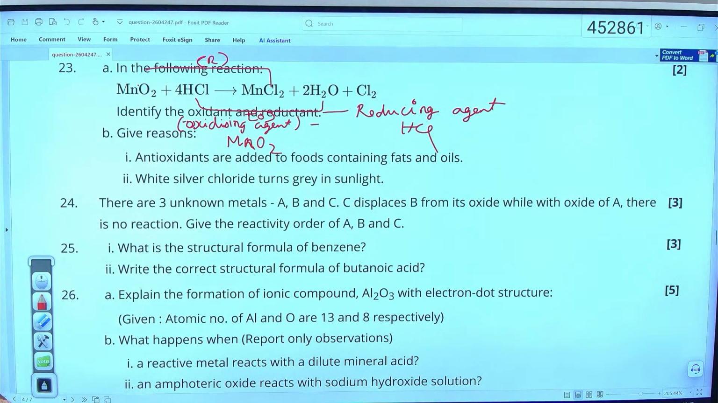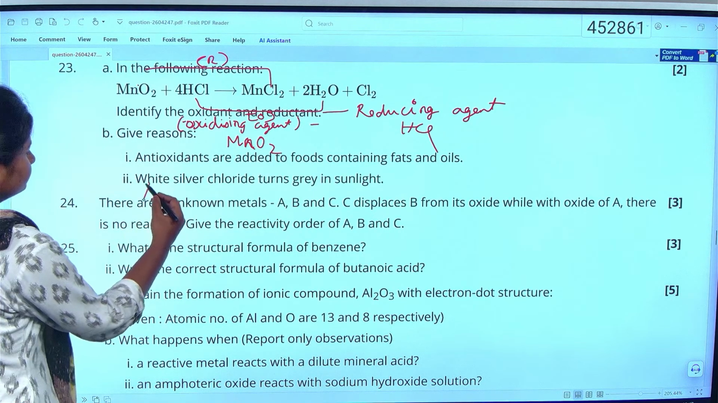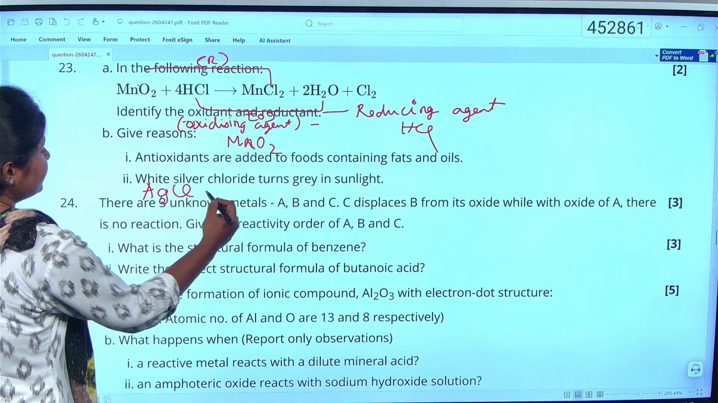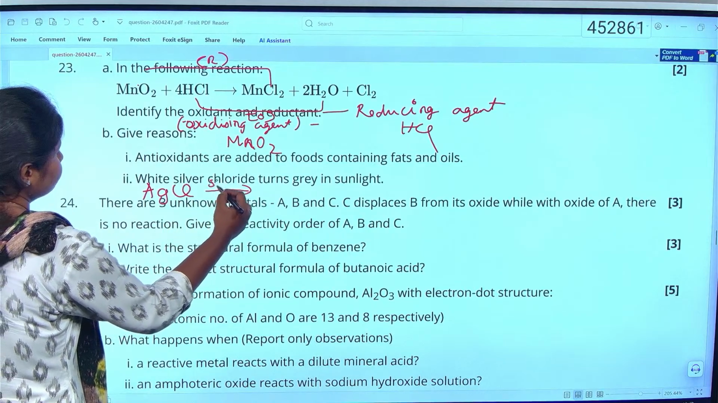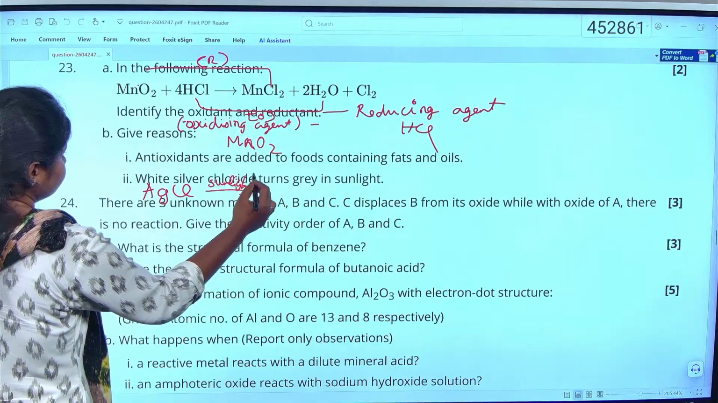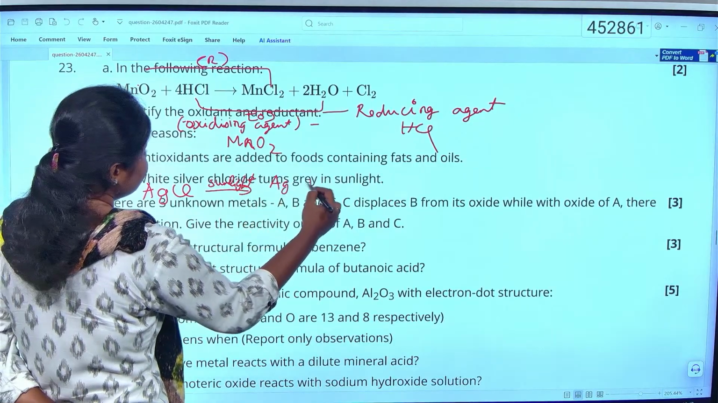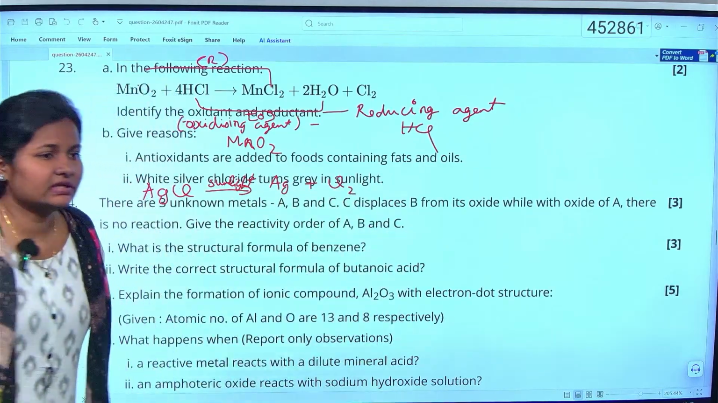Antioxidants are added to foods containing fats and oils to prevent rancidity. White silver chloride turns grey in sunlight. Photolytic decomposition takes place. So what will happen? AgCl will decompose to Ag plus Cl2.